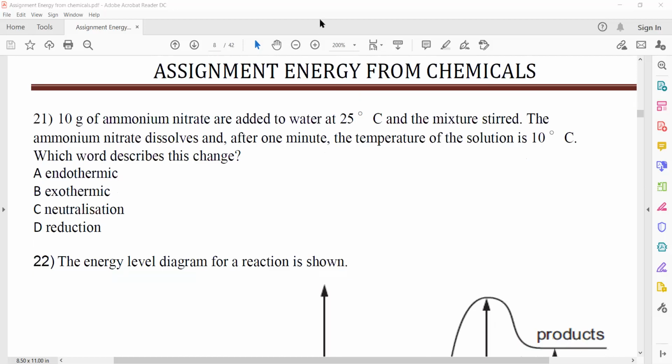Okay. In the next question, 10 grams of ammonium nitrate are added to water at 25 degrees. The ammonium nitrate dissolves, and after 1 minute the temperature is 10 degrees. Which word describes this change? What happened?